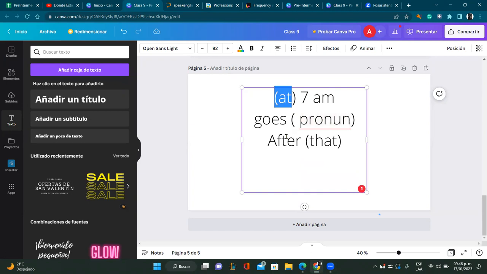Pronunciation for this one: she goes. And this one as well: after. I don't know why, guys, you skipped this part. After that. Después de eso. After that. So these are the only observations. Overall, okay. Very good.